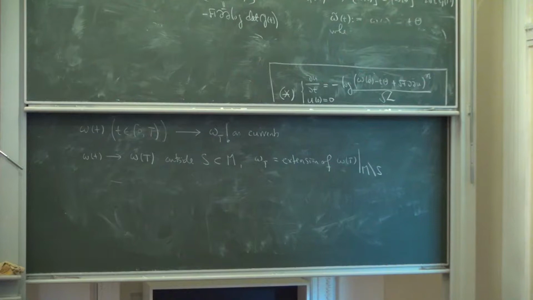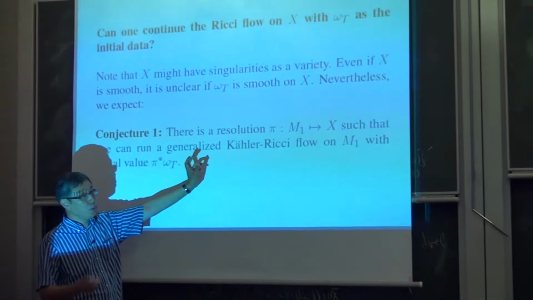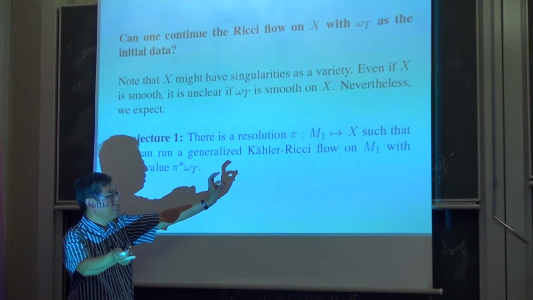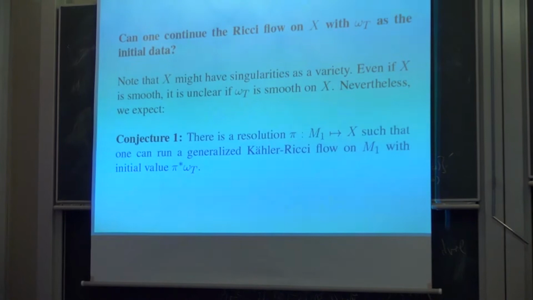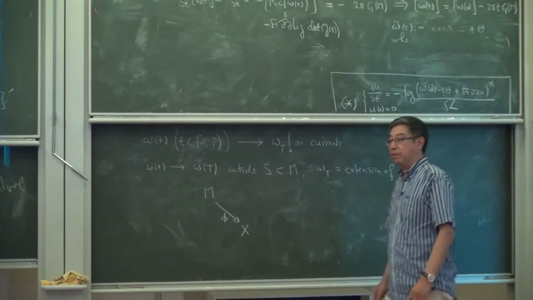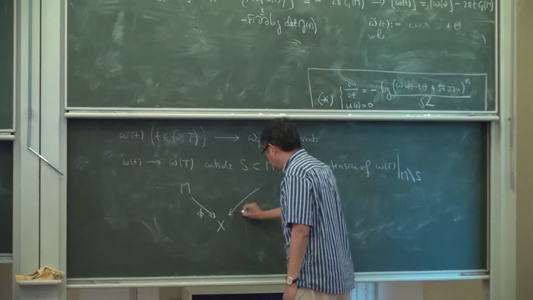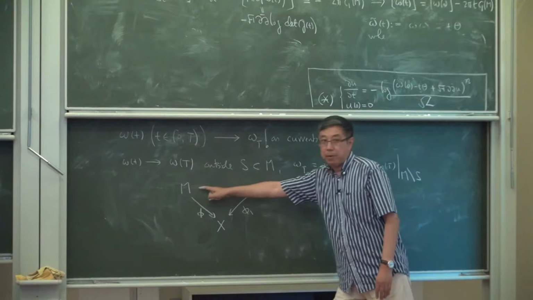So basically, our guess here is the following. There's a resolution. Of course, the original manifold is a resolution, but this should be a different resolution, okay? So it's called a flip of the original manifold. So then one can run... Okay, so I have a picture here. So M goes to X, that's phi. So let's just pretend we are in the projective case. Then what I want to say is that there's another phi 1 from M1. And these two are only birational to each other.